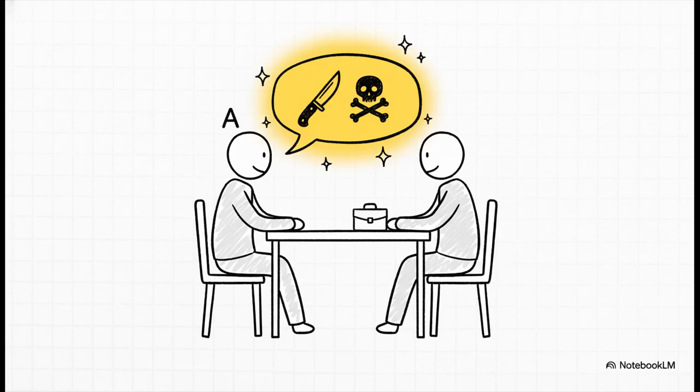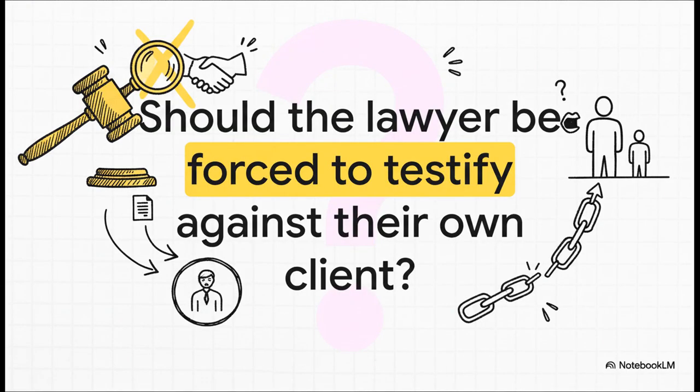So, let's go back to our case. Imagine A sits down with his lawyer and confesses, "I did it. I murdered B." I mean, you can't get any more relevant than that. It's a direct admission of guilt. It's the smoking gun. But this creates a huge dilemma, doesn't it? Do we chase after that truth at all costs, even if it means forcing a lawyer to betray the trust of the very person they are supposed to defend?